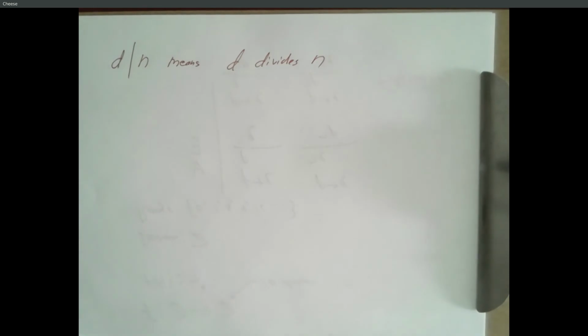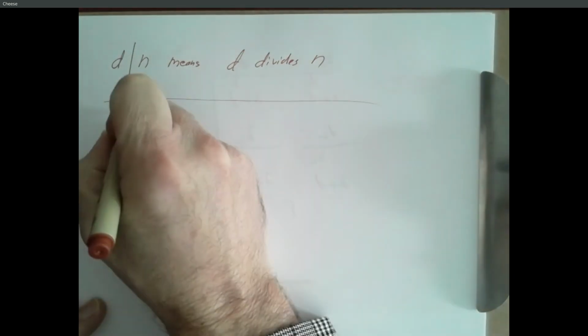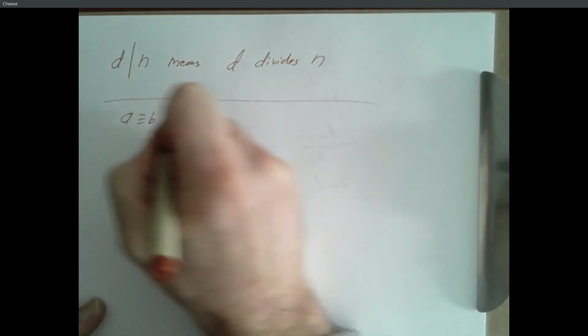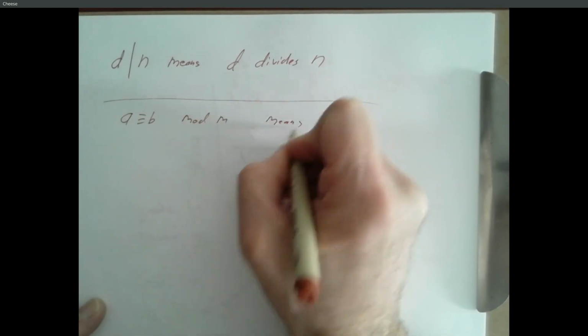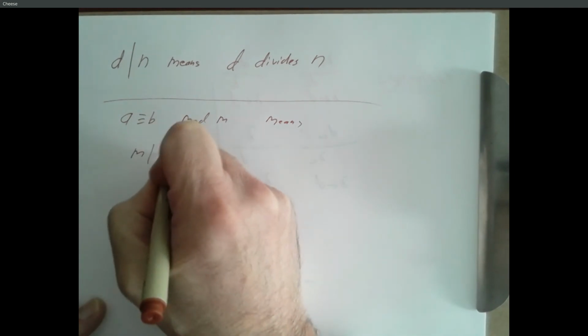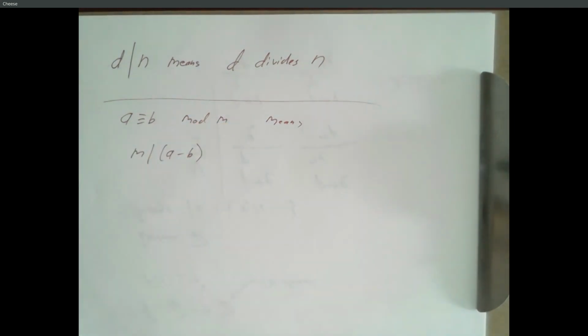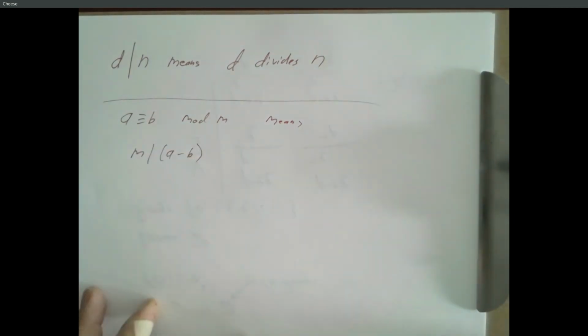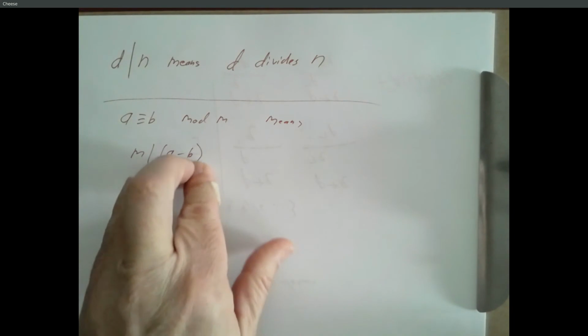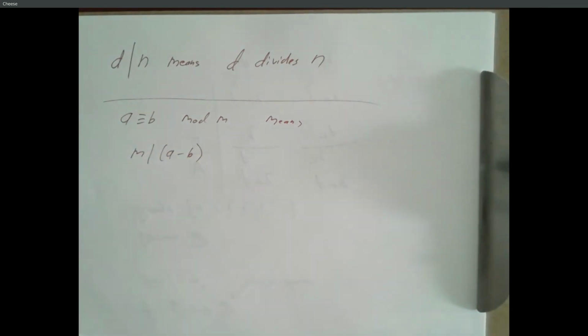Okay, so modular arithmetic. A congruent to B modulo M means M divides A minus B. So that's the definition of modular equivalence, and it means that the remainder when you divide A by M is the same as the remainder when you divide B by M. Which means if you subtract A from B or B from A, the remainder when you divide by M will be 0.